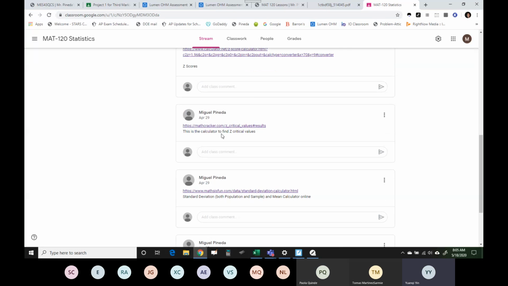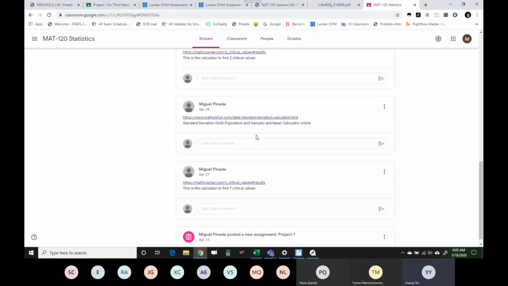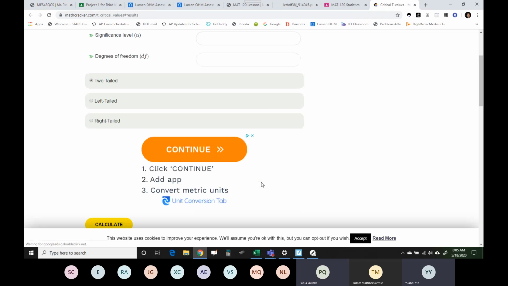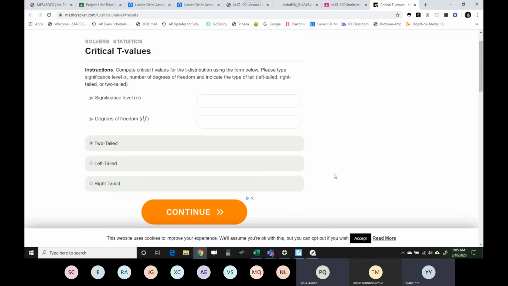This is the calculator to find the critical values. This is what we would need if we're doing z-values, but we're not doing z-values. This is just to get the sample and the mean calculator. This is just a regular calculator. Now, if you look at the bottom, this is the calculator to find the critical value. So this is the one that we want.